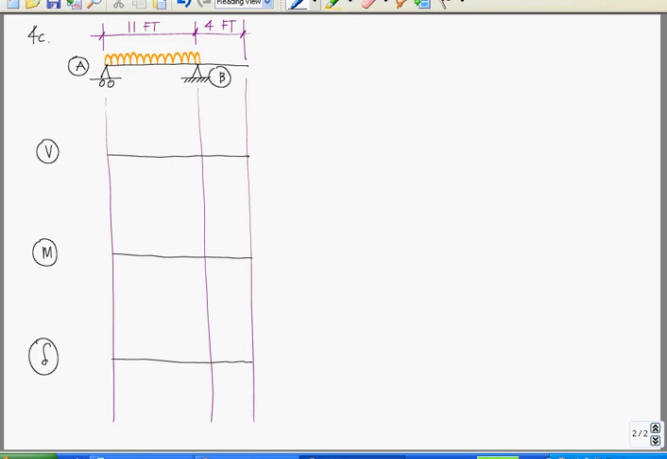Hi, we're going to solve problem 4C from the homework now. This problem consists of a simply supported beam with an overhanging end and a distributed line load, here colored in orange, between supports A and B. The live load, or the line load, is equal to 4 kips per foot. And we have been asked to solve for the shear diagram, the moment diagram, and the deflected shape.